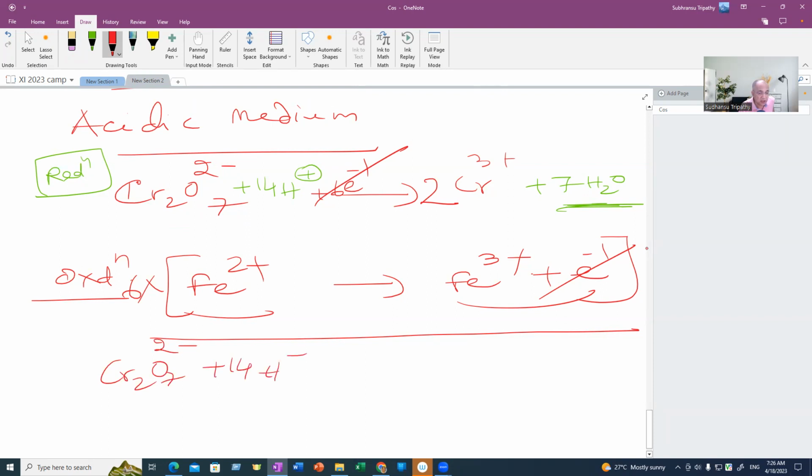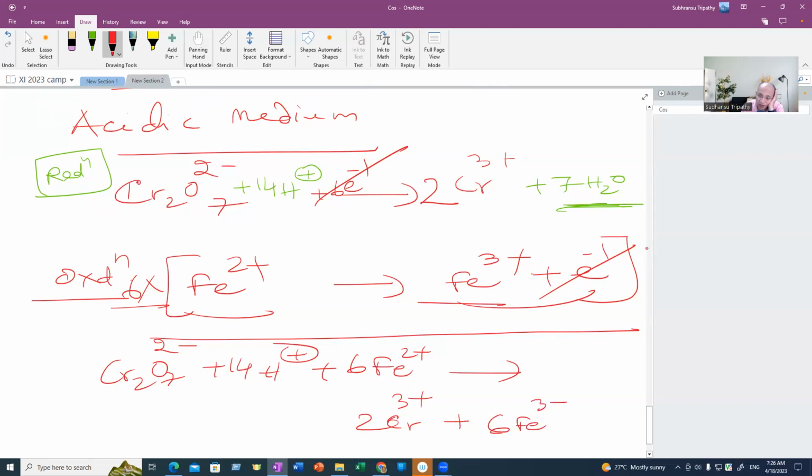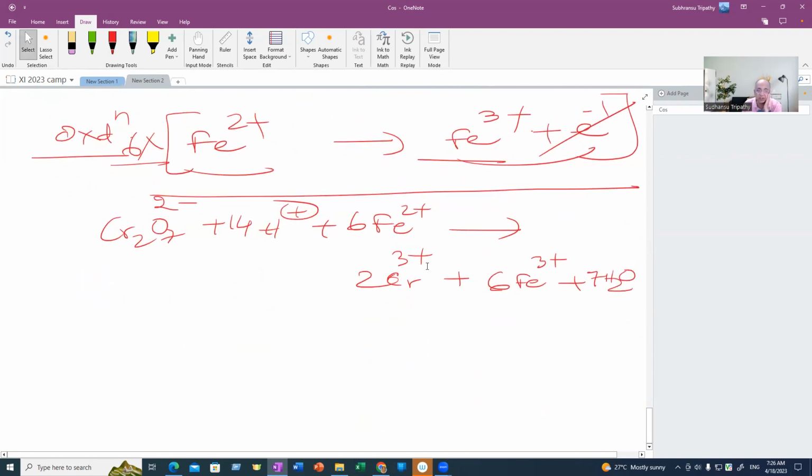Plus 14H+. You can write the reducing agent first. No hard and fast rule that which one you write first. You can write 14H+ first, whatever you like. Plus, 6 multiply karna mat bhuliye. 6 Fe2+ gives rise to 2 chromium 3+. Plus, 6 multiply karna mat bhuliye. 6 Fe3+ plus how many water? 7 water. This is the balanced ionic equation.